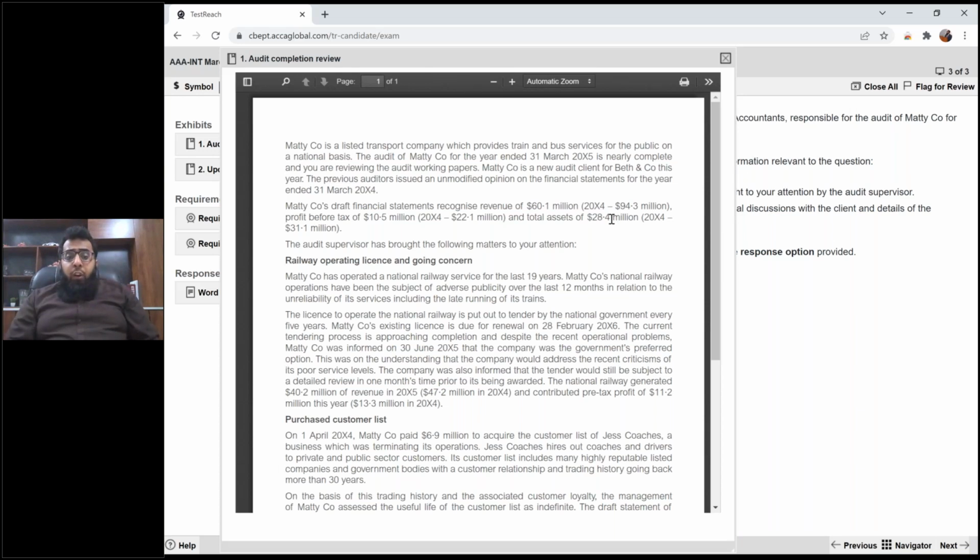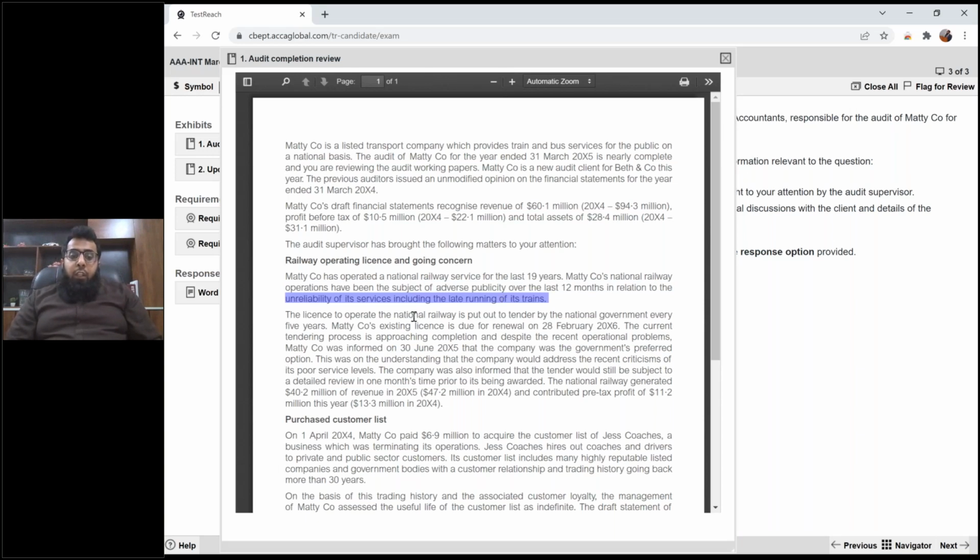Let's see. The audit supervisor has brought the following matters to your attention: railway operating license and going concern. METI Company has operated a national railway service for the last 19 years. METI Company's national railway operations have been subject to adverse publicity over the last 12 months in relation to the unreliability of its service, including the late running of its trains.